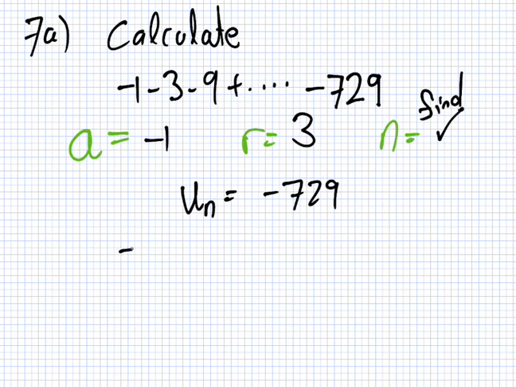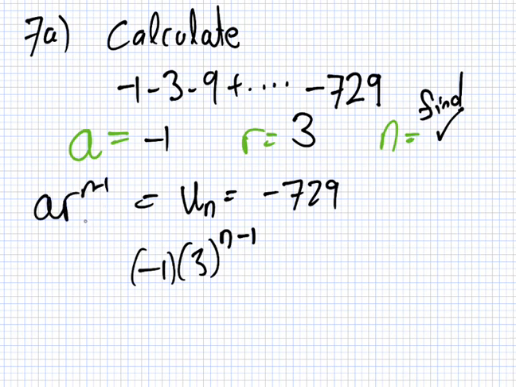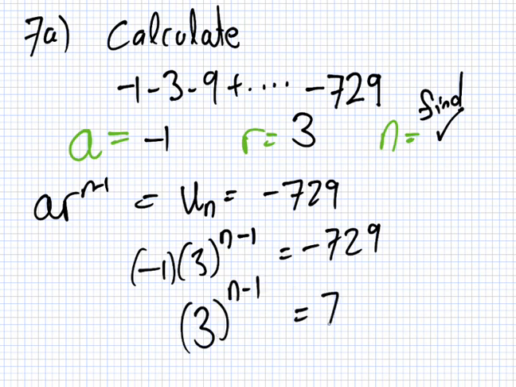So we have here a plus n minus 1. No, bad teacher, I'm thinking of AP. GP. GP is a OR power n minus 1. You know the formula I'm using? You said you did this one. So I make this equal to minus 729. Okay so far? So you have here 3 power n minus 1 equals 729.